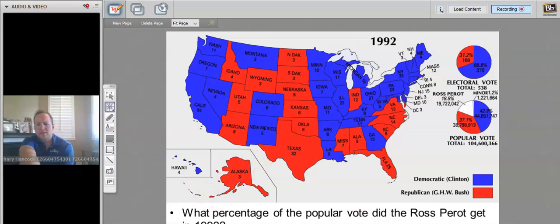So here is something that is kind of interesting. If you notice, the blue is the Democrat and the red is the Republican on here. This was back in 1992. As you see, each state has its own number associated with it, and that's called the electoral college. So it's not about popular vote, it's more about how many electoral votes you get. And depending on the electoral votes is how you win.